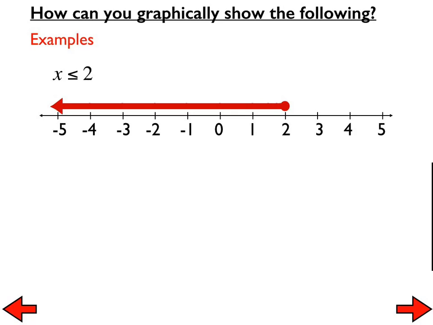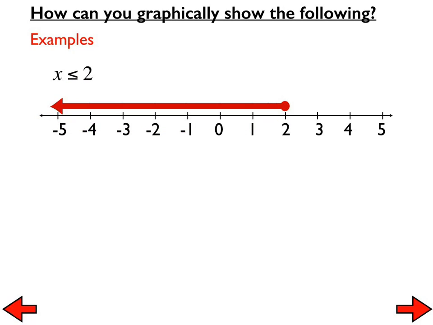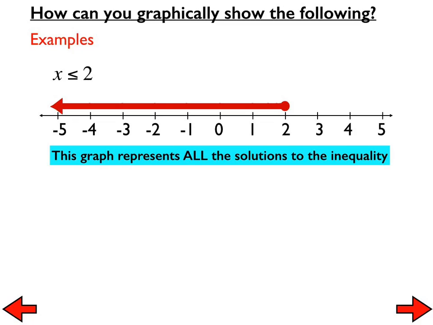So here's what I want you to do. Make a solid dot above 2 and have an arrow going to the left, because this represents all of the numbers that are less than or equal to 2. Of course there's an arrow because we can continue on to negative 1 billion, negative 1 trillion, and so on. So this graph represents all the solutions to the inequality. It's a quick, easy way of showing all the numbers that would make a true statement.